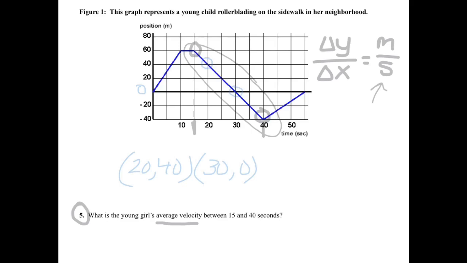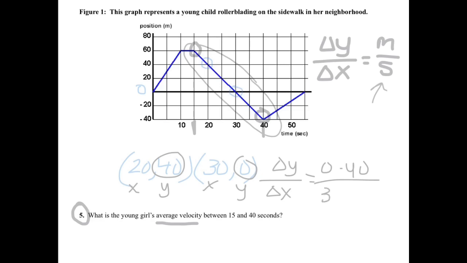So let's plug in. We know that the change in y over change in x is the slope. So here's my x, y, x, y. Let's do 0 minus 40 for my two y values, 0 and 40. For my x values, let's do 30 minus 20. That gives me negative 40 over 30 minus 20, which is 10. Negative 40 divided by 10 is negative 4. And the unit, since it's y over x, is meters per second.